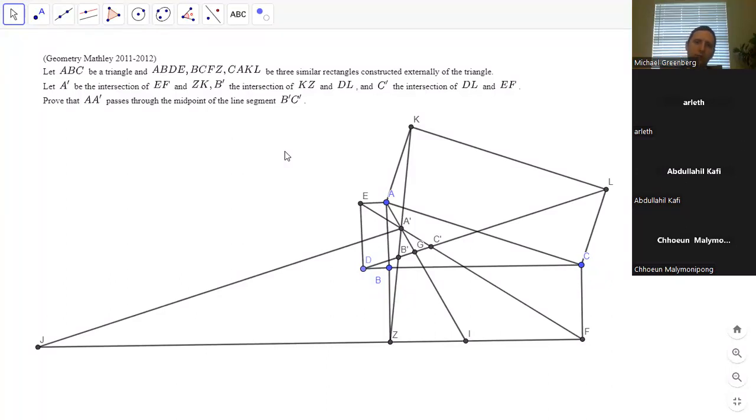Can we use projective geometry? So we want to show that B prime, G prime, C prime infinity is harmonic. And if we project those through A prime onto FZ, then that's the same as showing that FJZIF is harmonic. That's why I did that originally. We have the parallel through A prime to DL.